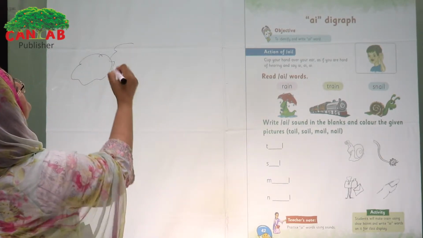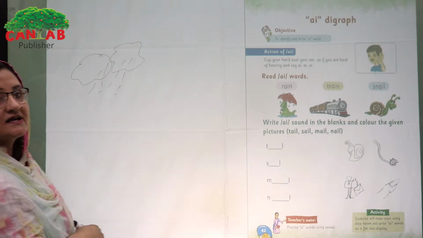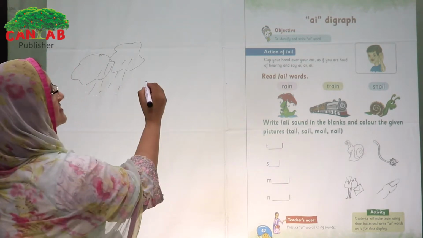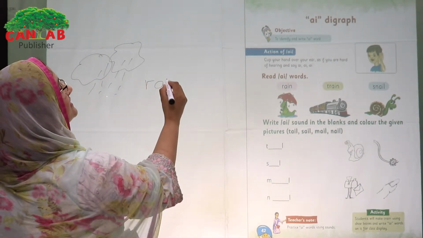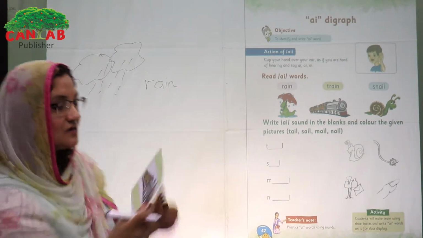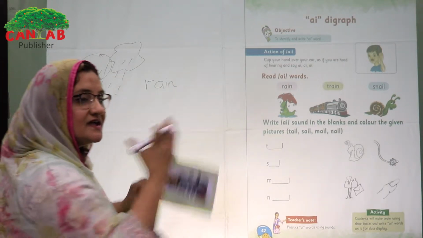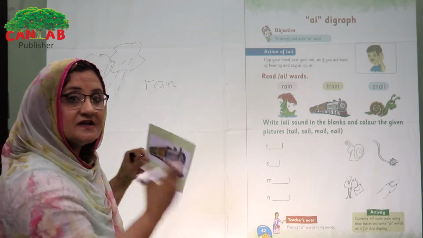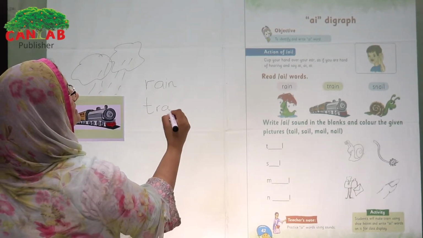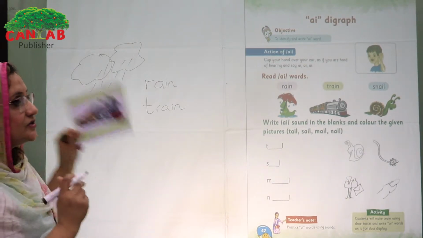Students, look at here. What's going on? What is the picture showing? Rain. Rain. Now look at here. What is the picture showing? It's train. It's train.